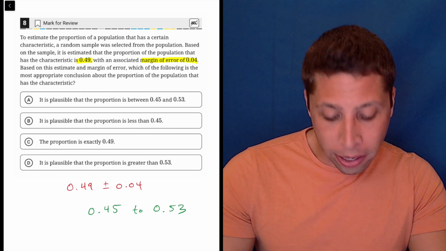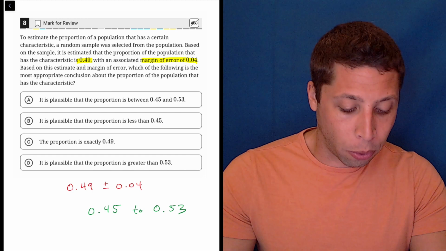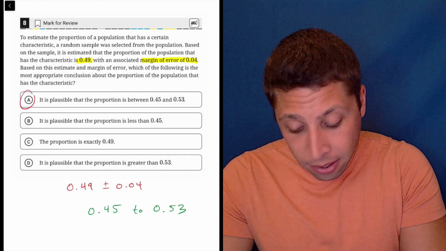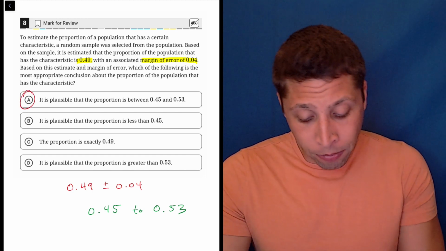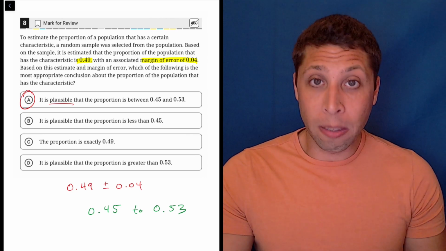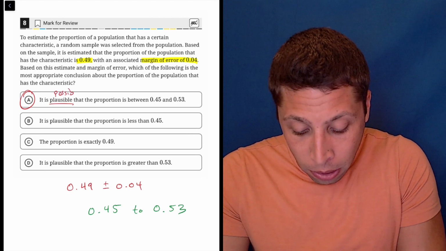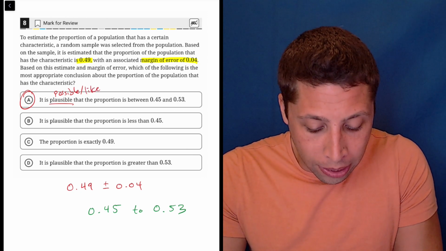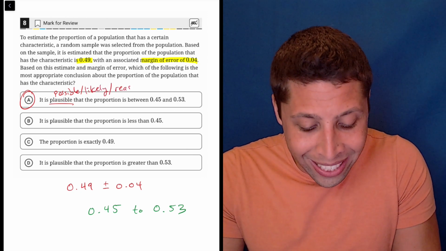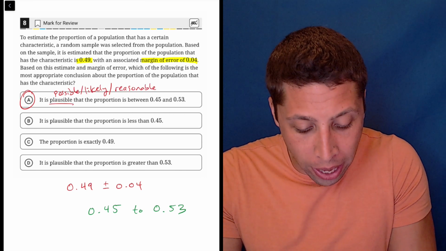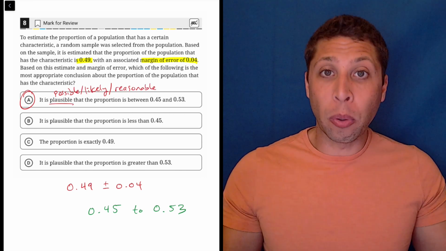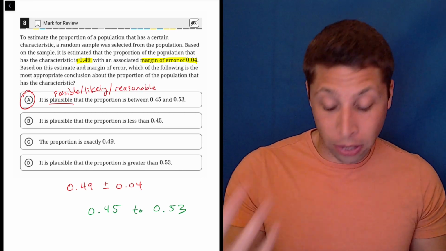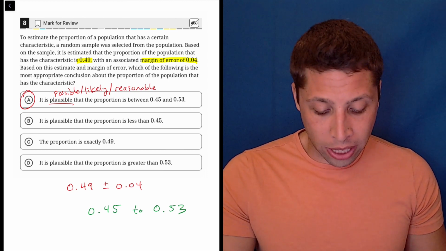Choice A, it is plausible that the proportion is between 0.45 and 0.53. Yes, that's pretty much exactly what I said. If you have any issue with the word plausible, that just means something like possible. Or, this is maybe a little stretch, but likely or reasonable, right? It's a reasonable thing because that range is a little bit wider and includes that potential for error. Let's look at the other choices though, just to kind of see.